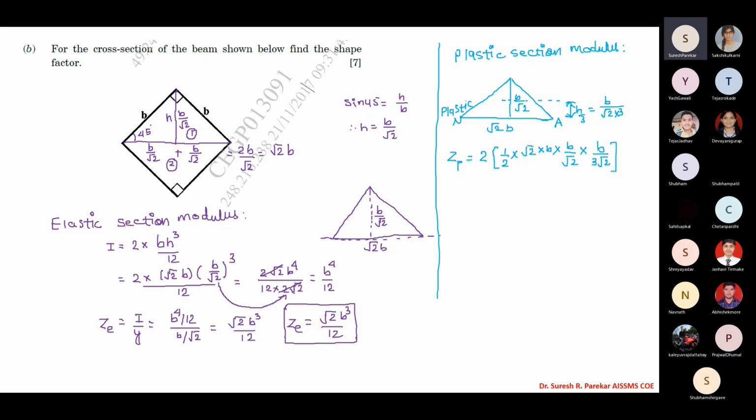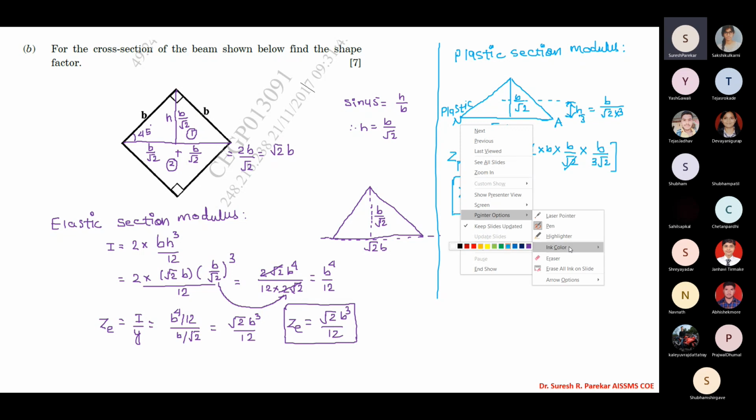And then just check it. This root 2 cancels with root 2. These 2 will cancel with these 2. And we have B cube upon 3 root 2. If we see a slightly changed diagram, we immediately start panicking. Go systematically, you will get the answer.